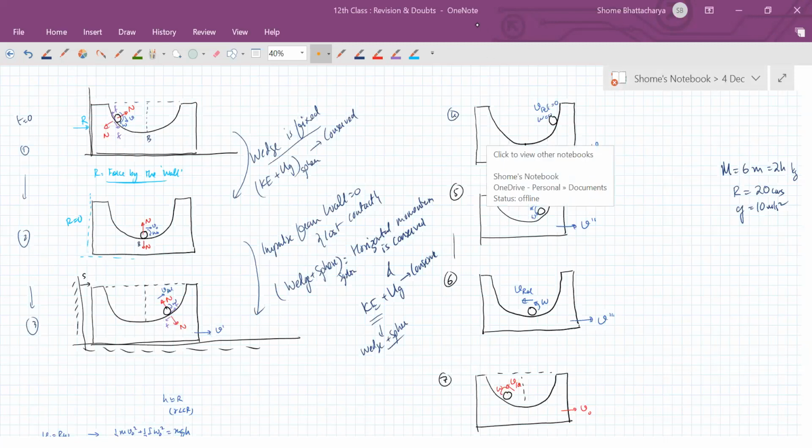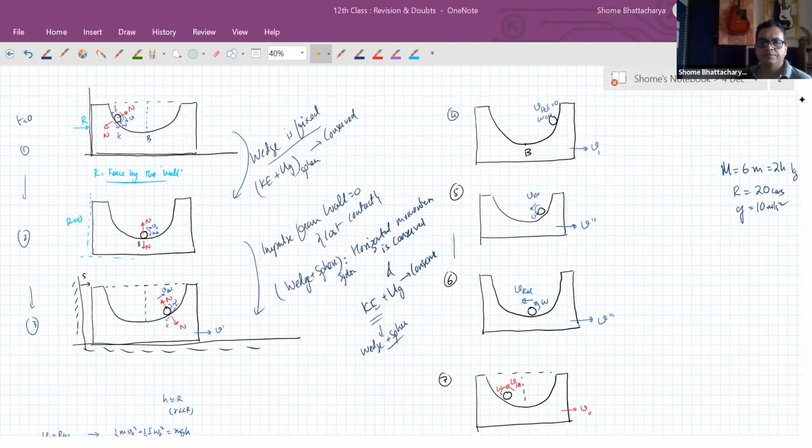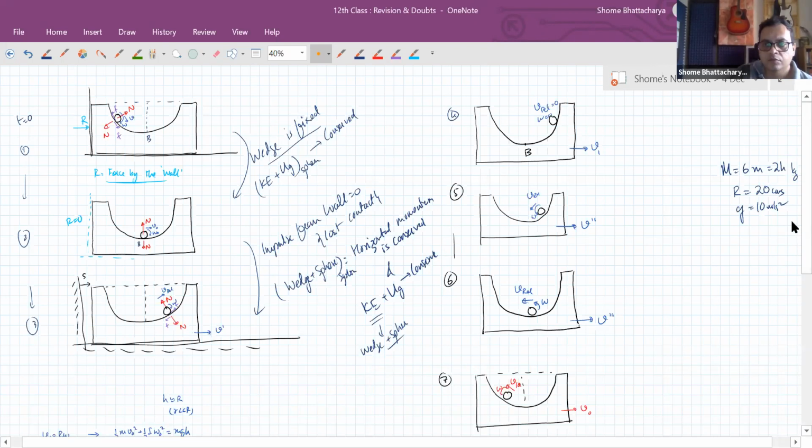Yeah, I mean, best is if you work out the numerical values. I will work them out for you. Okay. So let's look at the first part of the question.